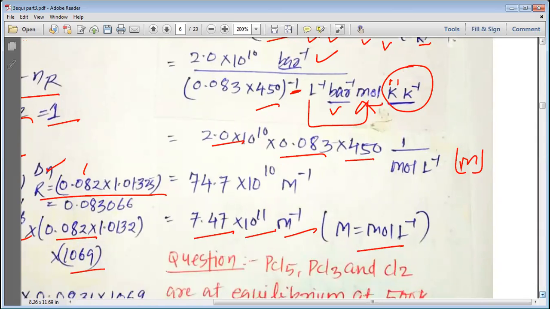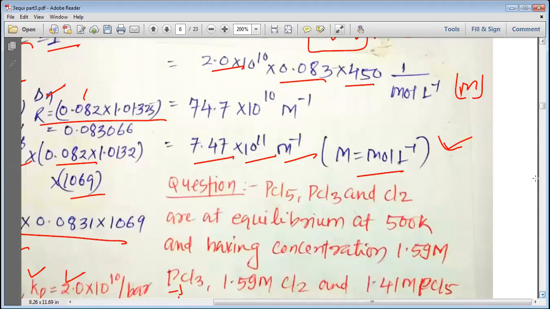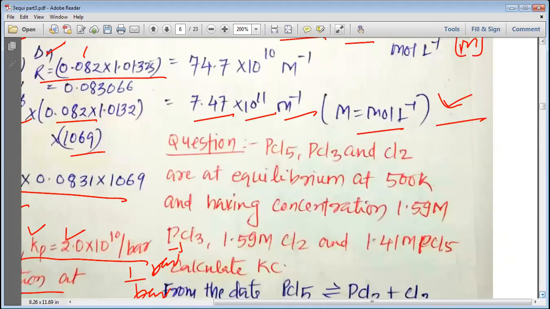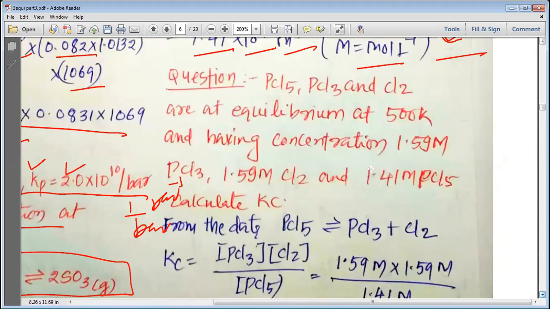Please remember that in your textbook they have not mentioned these units, but it is very much necessary that when you do the calculations, you show the units for the answers. This is really a big problem with the textbook. So please do not forget to calculate the unit for these answers whenever you do the calculations for your equilibrium. Now let's move forward and understand the next question.